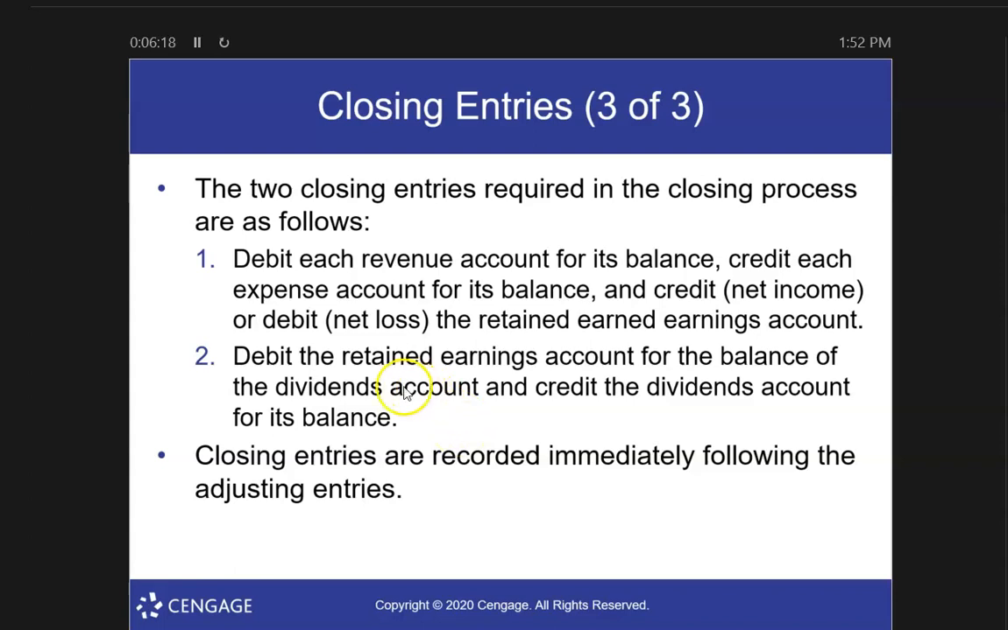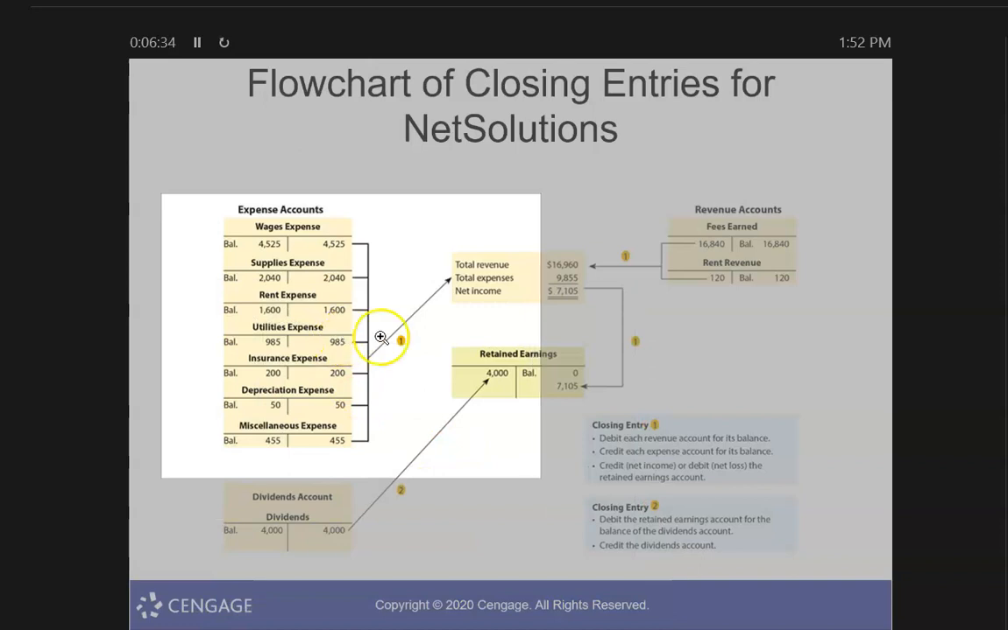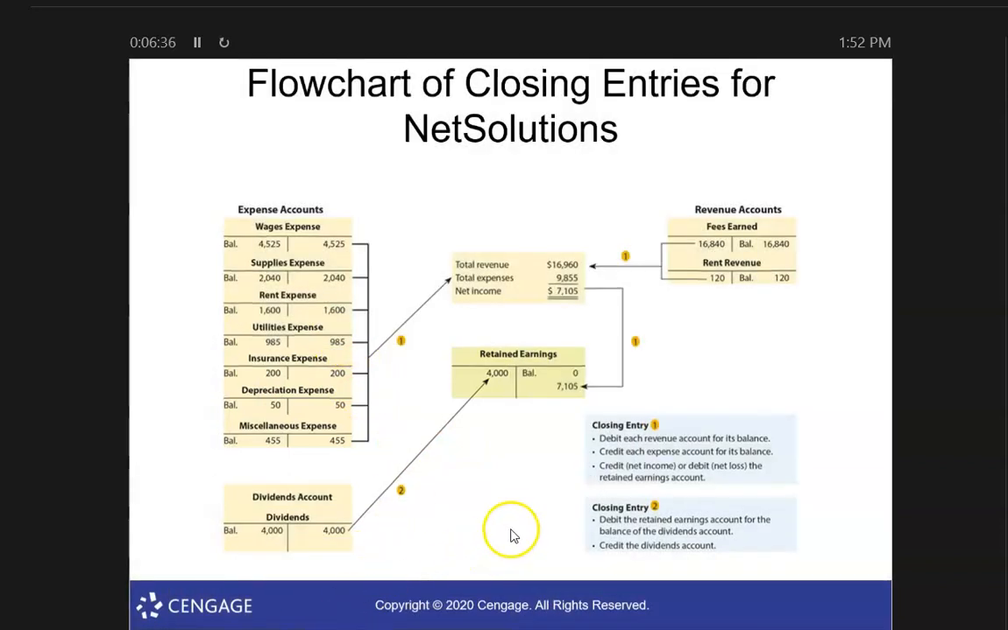Second journal entry, I'm going to debit the retained earnings for whatever the balance is in the dividend account, and then I'll credit the dividends for that amount. So 2 journal entries. Here's what they look like. So here are my revenue accounts. Here are my expense accounts. Here are my dividends. So my balances in my revenues are always credited, so I'm going to debit for these 2 amounts to here.